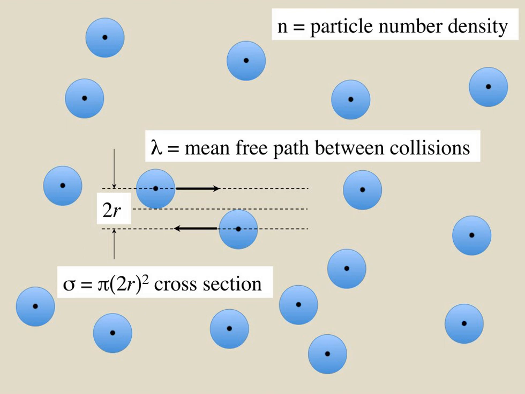full solid angle of 4 pi steradians: sigma equals integral over 4 pi of d sigma d omega d omega equals integral from 0 to 2 pi, integral from 0 to pi of d sigma d omega sin theta d theta d phi.